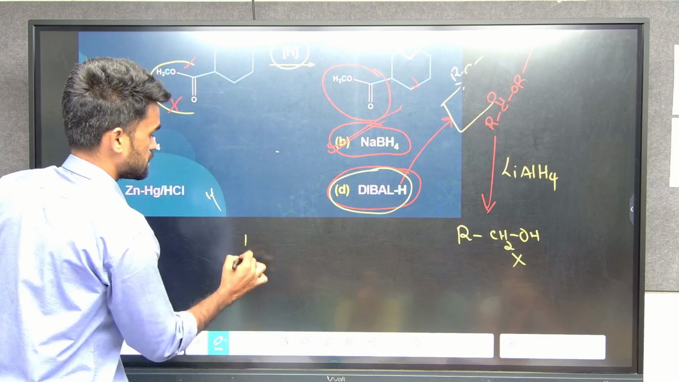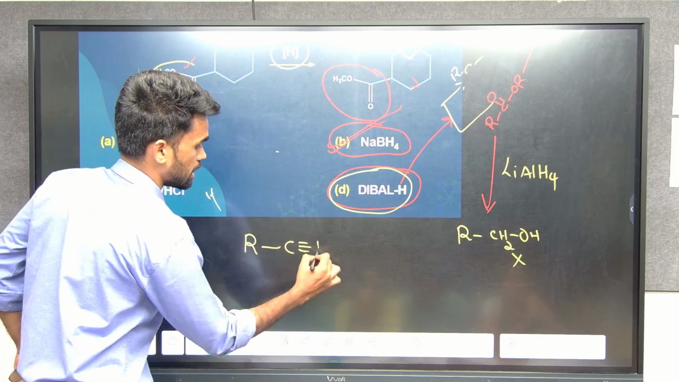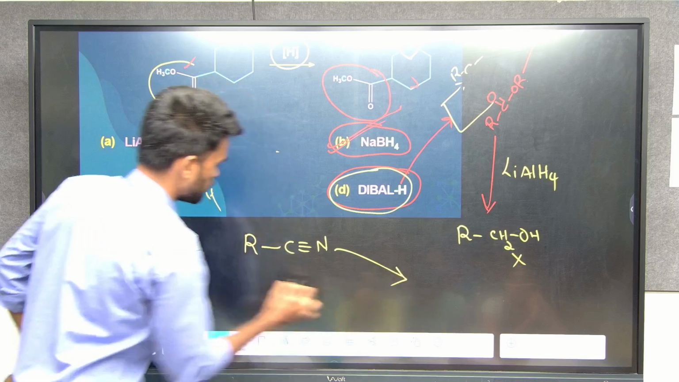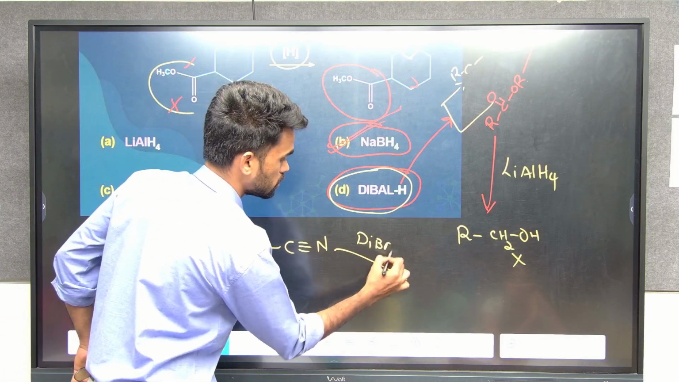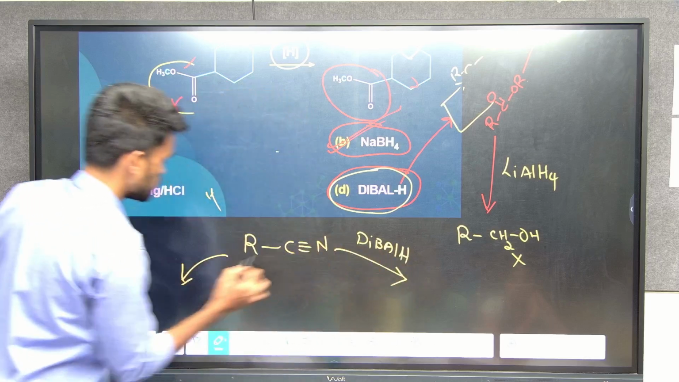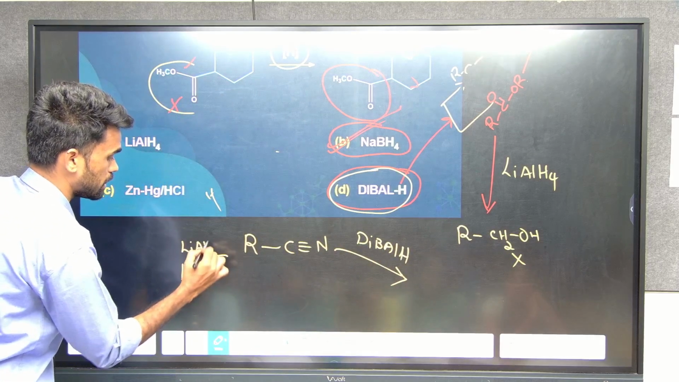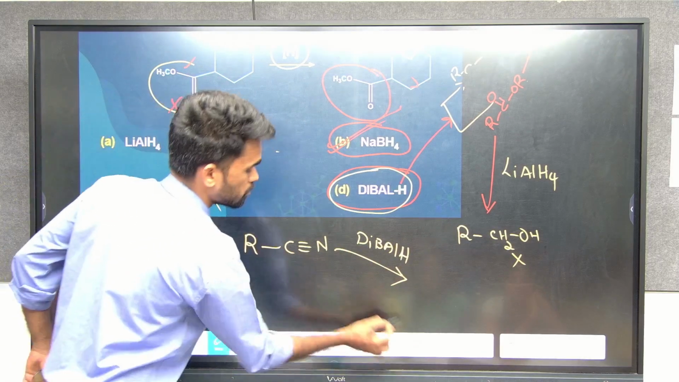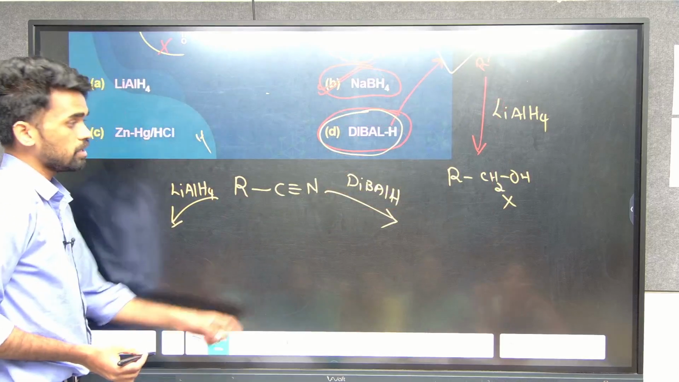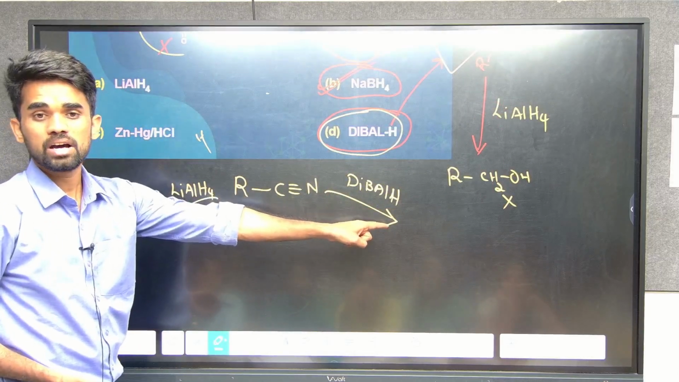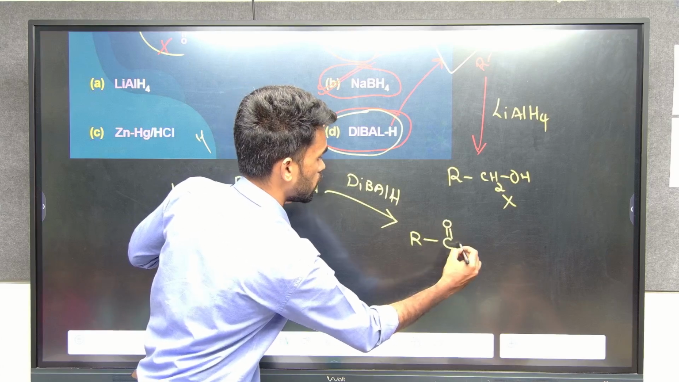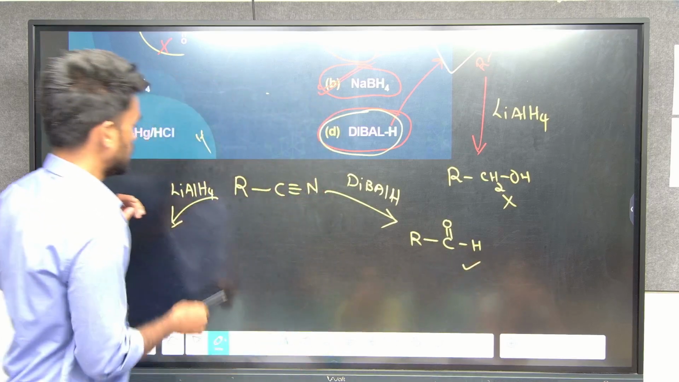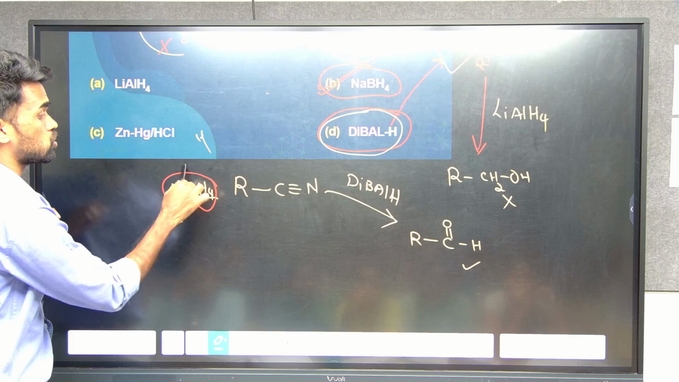Now see, I have cyanides, alkyl cyanides. Now tell me, what will be the product formed upon treating with DIBAL-H and upon treating with lithium aluminium hydride? Tell me what is your answer for this. Here DIBAL-H means aldehyde. So you write R C double bond O H. That's it. Next, what about this one? Lithium aluminium hydride, a strong reducing agent.